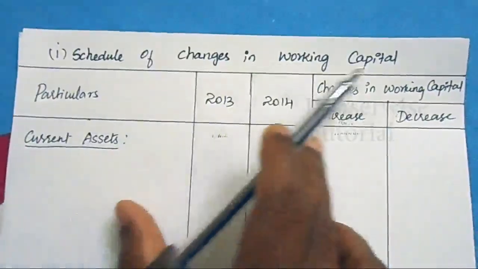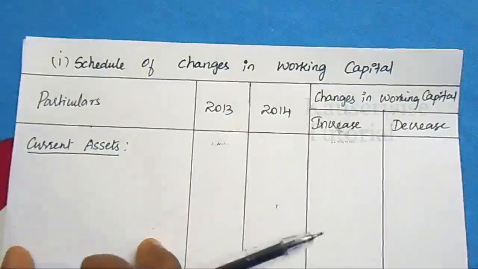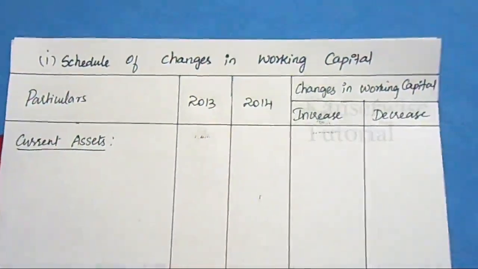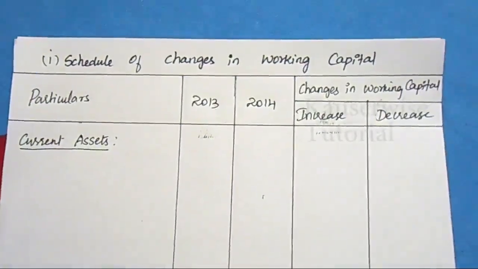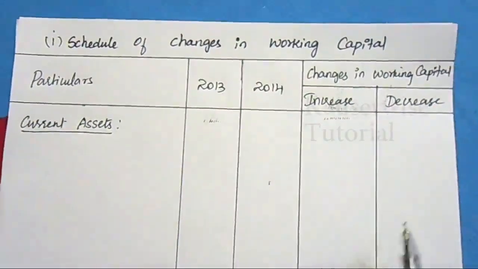Schedule of changes in working capital. This is the format. In the particular column you need to write current assets and current liabilities. Two columns are there to record data for last year and current year, and here you need to record changes in working capital. I already explained the logic.